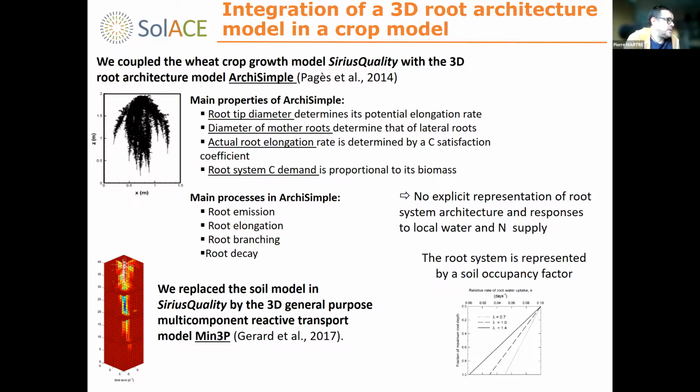So what we did also is that the representation of soil in a crop model is rather simple in the way it's usually using a 1D description of the soil, and the physical processes are not directly represented. We rather use a tipping bucket approach to represent the transfer of the water through the soil profile. And so we replaced the simple soil model, a tipping bucket model in the crop model, by a 3D general purpose reactive transport model called Min3P.